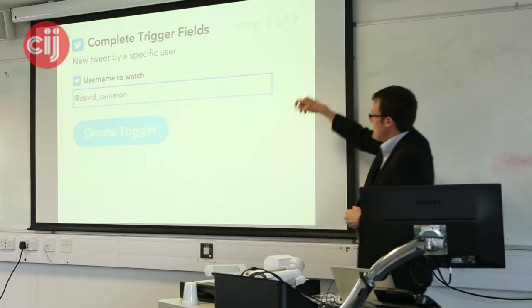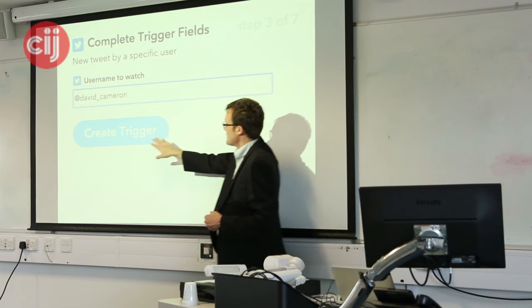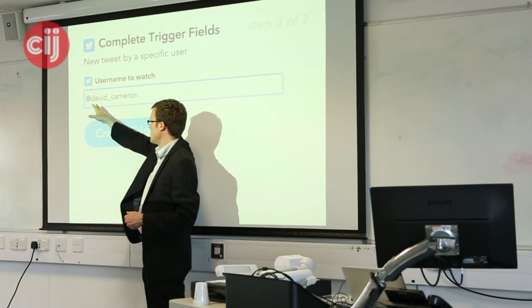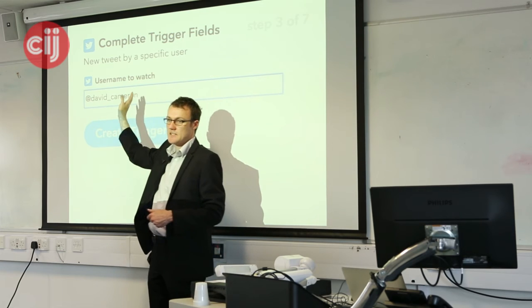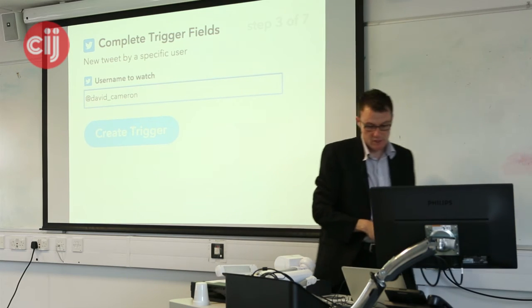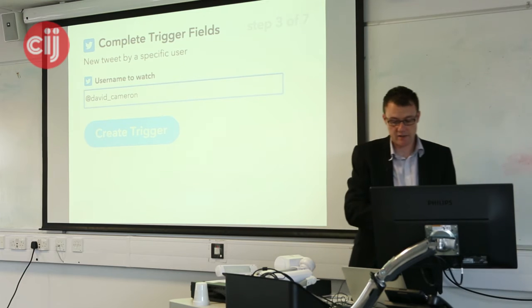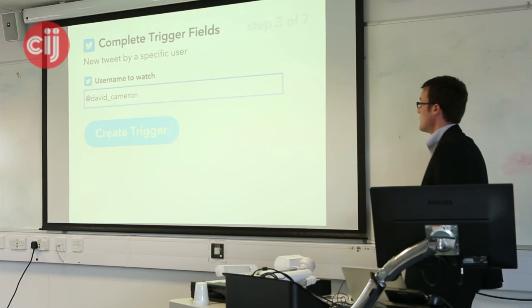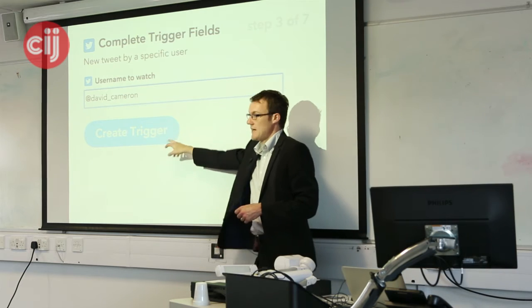So then you'll be given step 3, you'll be given the option. If it's an individual, it will say username to watch. Otherwise, it will be search, and you type in hashtag CIJ Summer or the name of the individual. I don't think you need to put the @ sign on actually, but it doesn't really matter. It will still work either way. And then click Create Trigger.